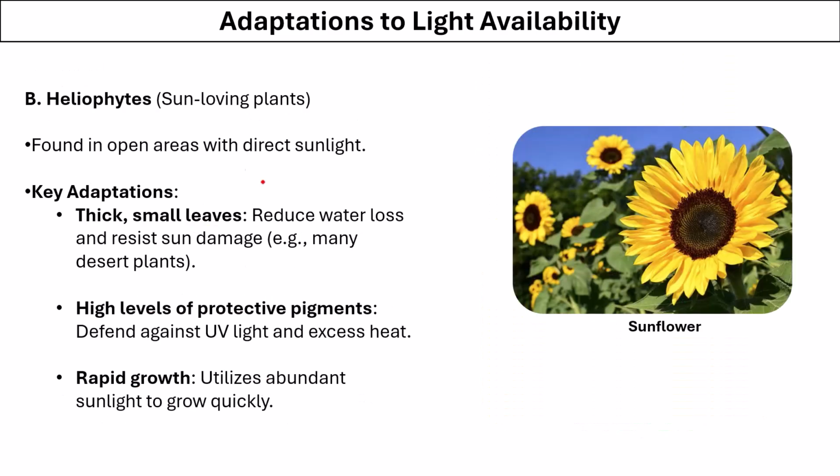Heliophytes are the sun-loving plants. They are found in open areas with direct sunlight. Main adaptations in them are that they have thick but small leaves to reduce the loss of water and resist sun damage. And they defend themselves from UV light by creating protective pigments, and these pigments also protect them from excessive heat. They utilize abundant sunlight and they grow very rapidly.